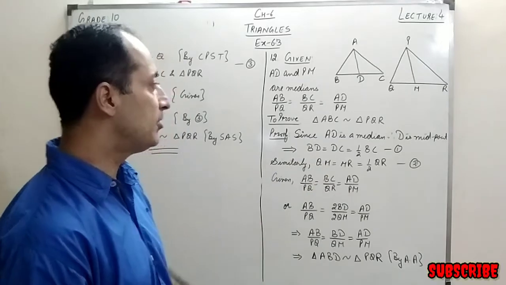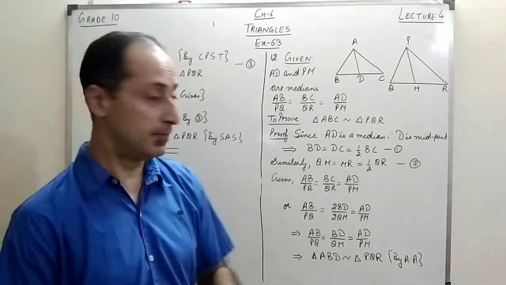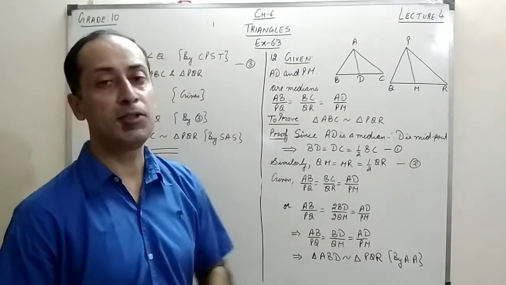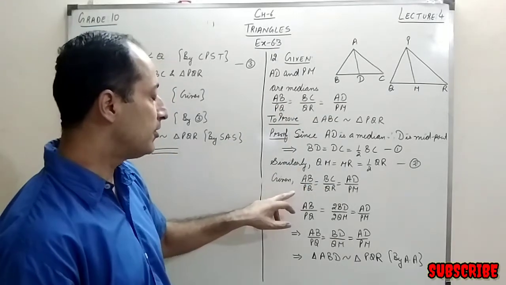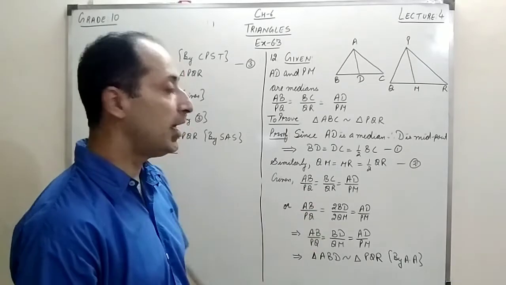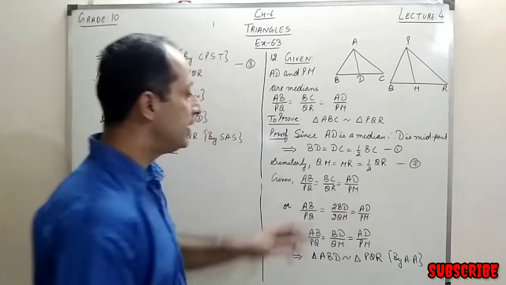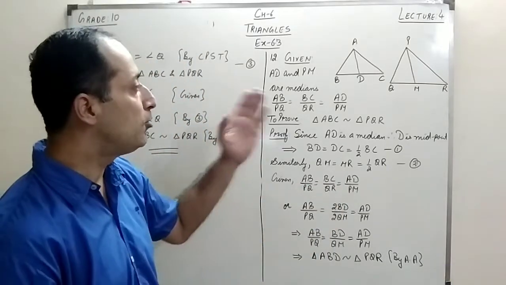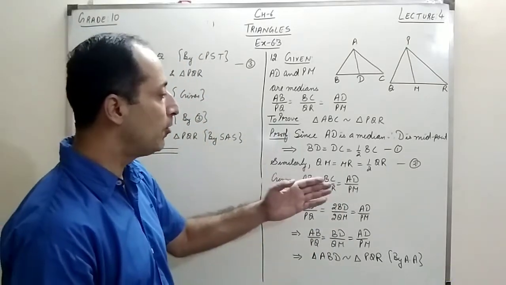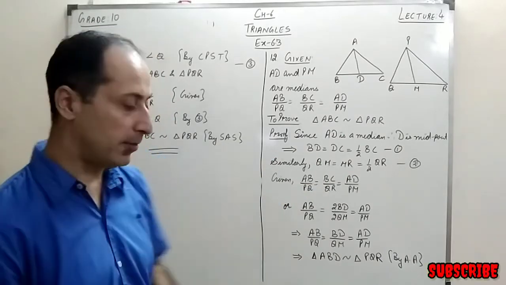Now, how can we use this? We see that BC upon QR is given to us as equal to the other two ratios, right? So since we are given that AB by PQ is equal to BC by QR equal to AD by PM, what do we do? We change this. How do we change? Instead of BC, we write 2BD, and instead of QR, we write 2QM. Now, why are we doing this?